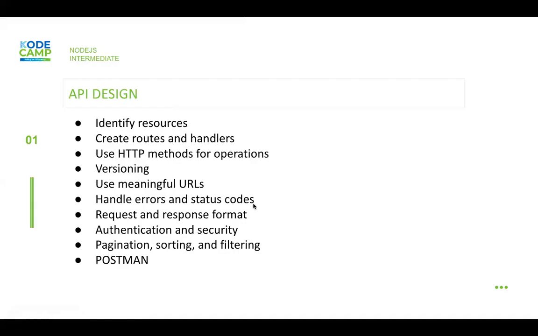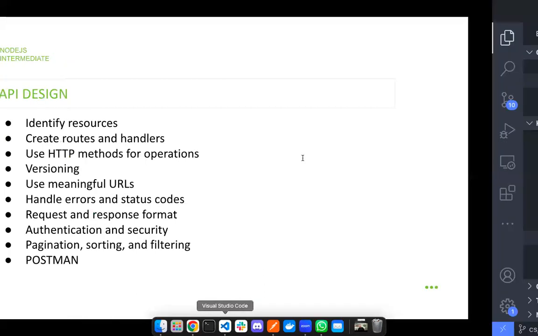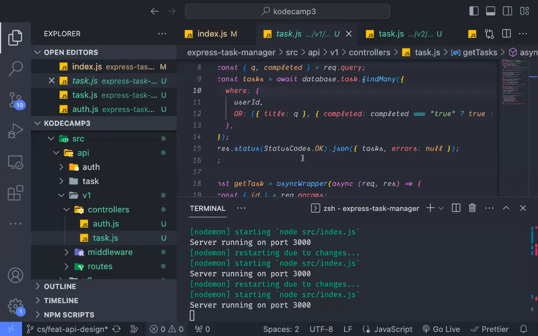So in here we have pagination, sorting, and filtering. We started to talk about pagination, sorting, and filtering when we built our task manager initially, but then we skipped. I told you that we'll be talking about that later on, and that later on is today. So let's close everything here and see how we can do that.